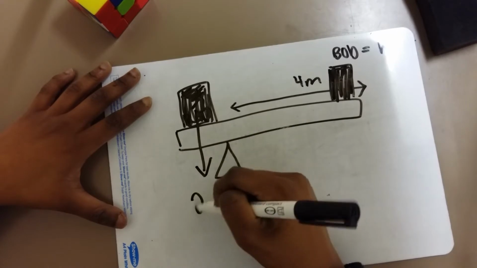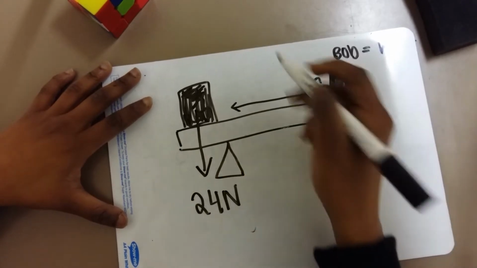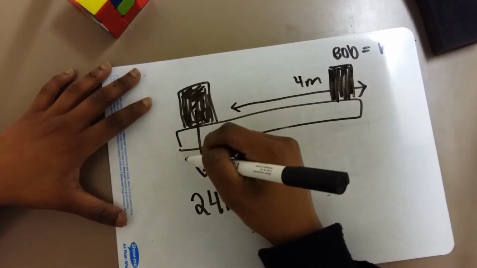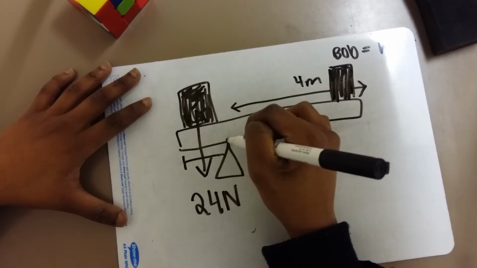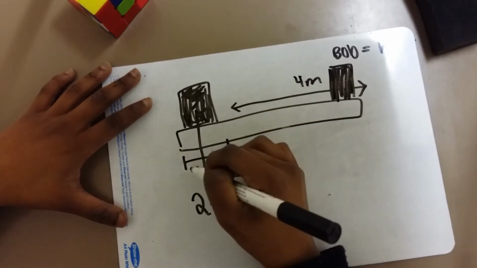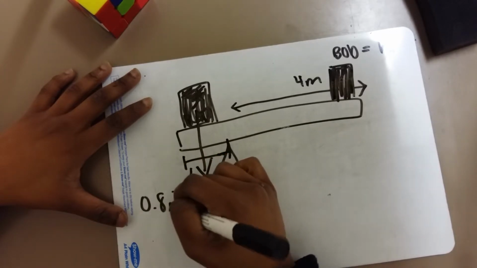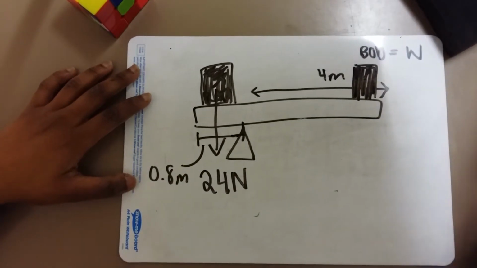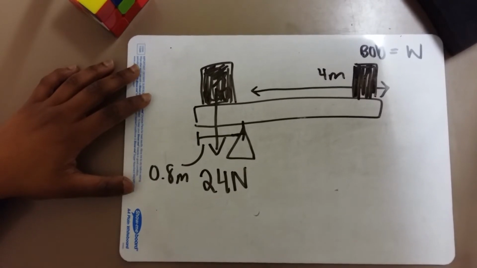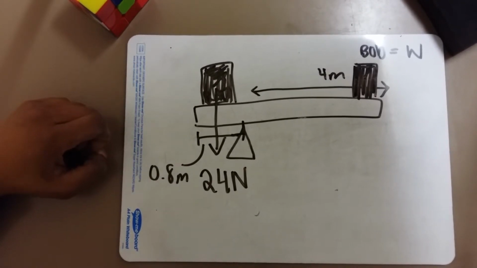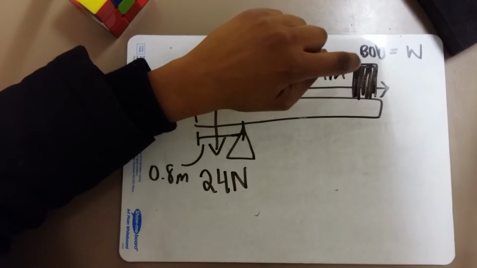object not Bob has a force of 24 newtons, and let's say that this small distance here is 0.8 meters. So how would we find W? How would we find Bob?